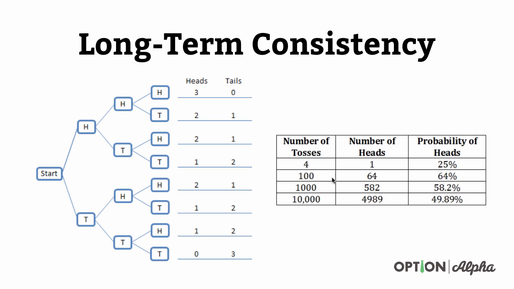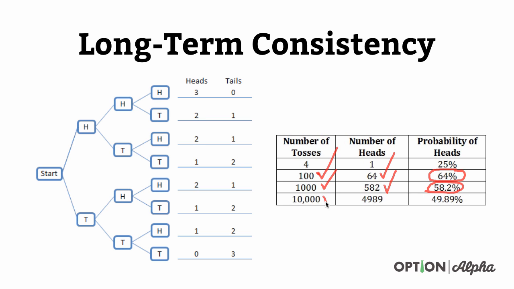And so what happens is that after we flipped the coin 100 times, we ended up with 64 winning trades. So now we're actually doing better than the 50% expected for heads. And after we did 1,000 rolls, we ended up with 582. So again, slightly better than the expected.